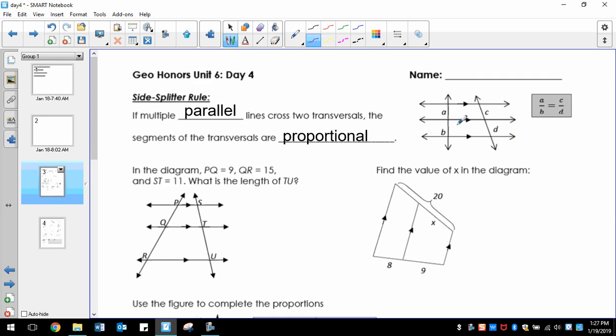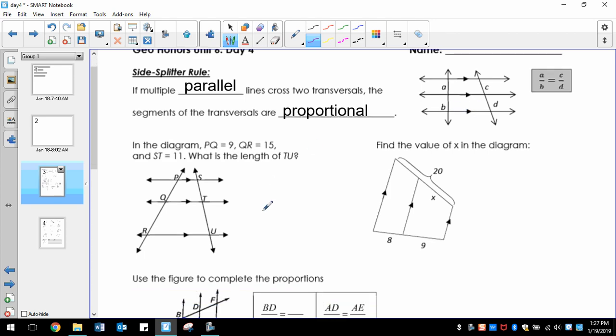the other transversal. See how when they wrote the ratio, they went top down, and then they did top down on this one too. You could also go bottom up. You could do B over A equals D over C. You could even start on this side if you wanted to: C over D equals A over B. Again, it doesn't really matter as long as you maintain the pattern for both sides.